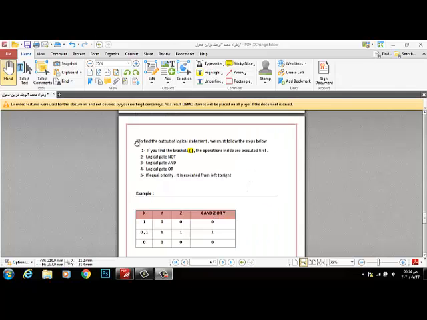Now we have some notes to find the output of a logical statement. We must follow the steps below. 1. If you find the parentheses, the operations inside are executed first. 2. Logical gate NOT. 3. Logical gate AND. 4. Logical gate OR. If equal priority, it is executed from left to right.